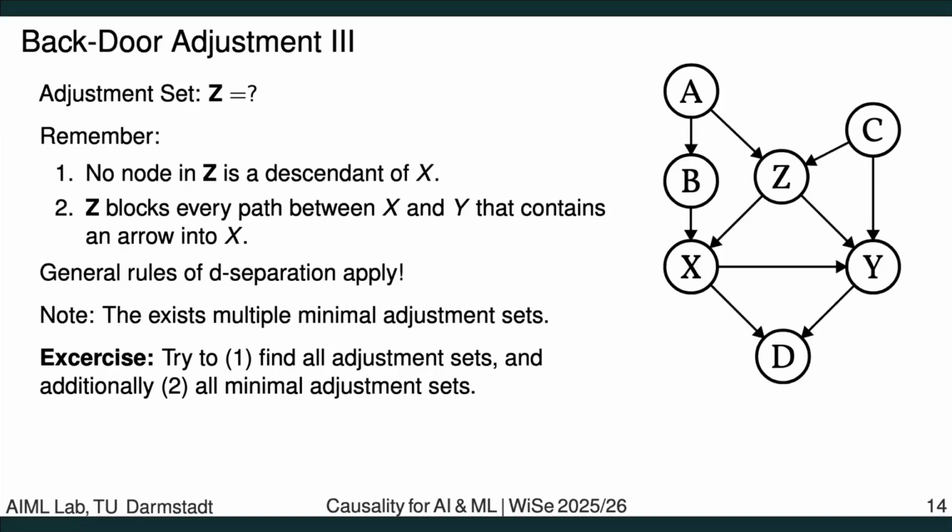As a hint, there are a lot of adjustment sets and minimal adjustment sets, so some of the variables might not be needed. The main trick here is that we need to condition on Z, right? Because it's a confounder. But if we do that, it opens this collider here. So we need to break this additional path via B, A, C. So yeah, maybe try it out.